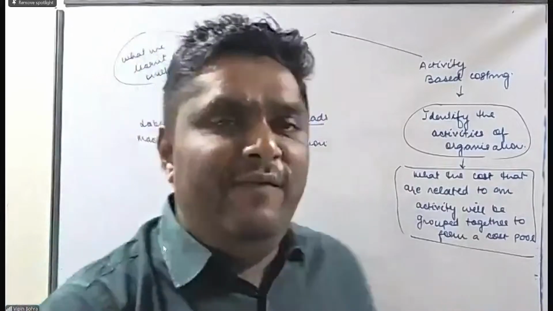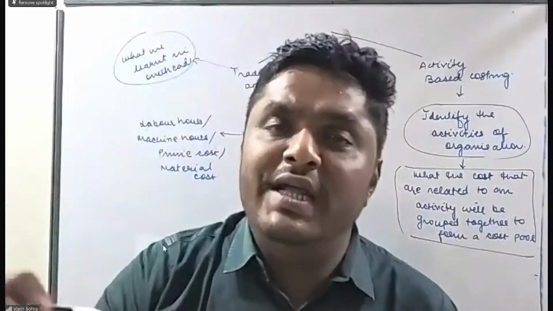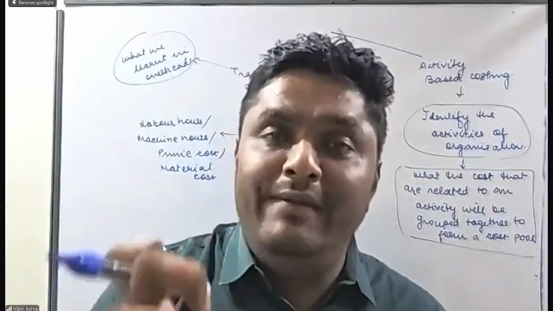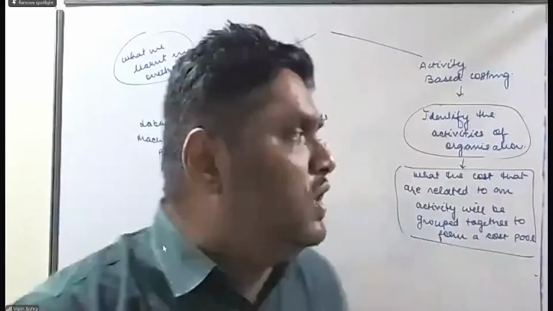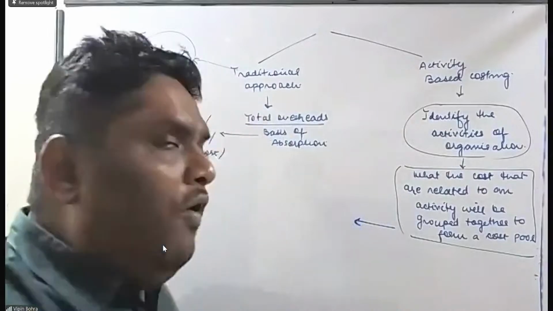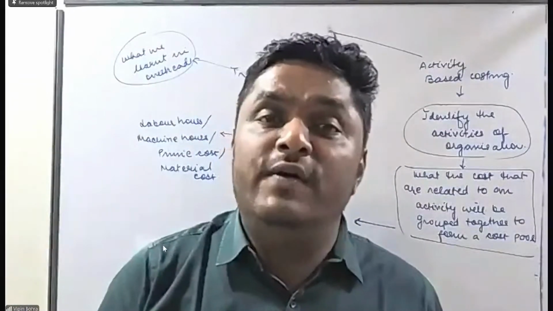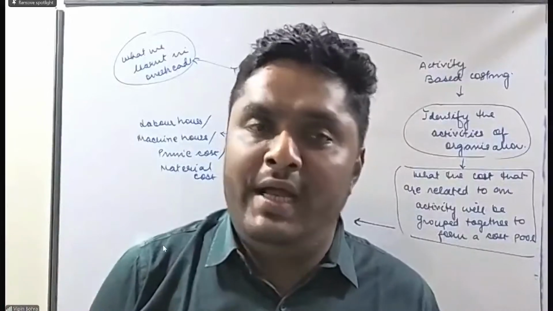So first identify the various activities of the organization. Now, whatever the costs that are relating to a particular activity will be grouped together to form a cost pool. Thereafter, for every activity, there will be a separate basis of absorption. We call it as cost driver.